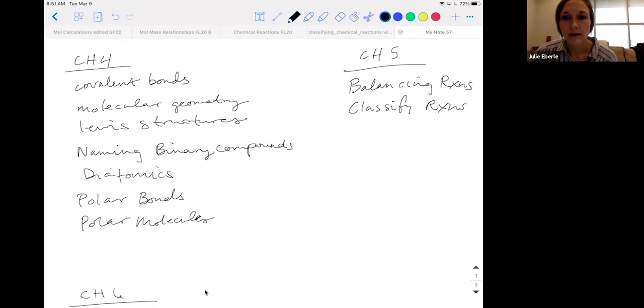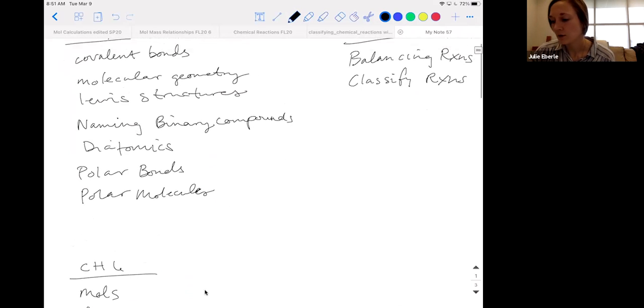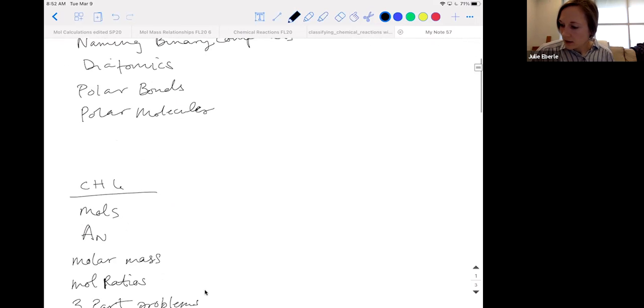So hopefully that helps you divide into the different topics and maybe spend time making sure you know each of these different topics. One more thing I want to add to chapter 6 is those 3-part problems. We learned how to use molar mass and molar ratios to do conversion problems. Okay, so wow, we are running short on time. Is everybody good with this? Can I go back to the other slides?